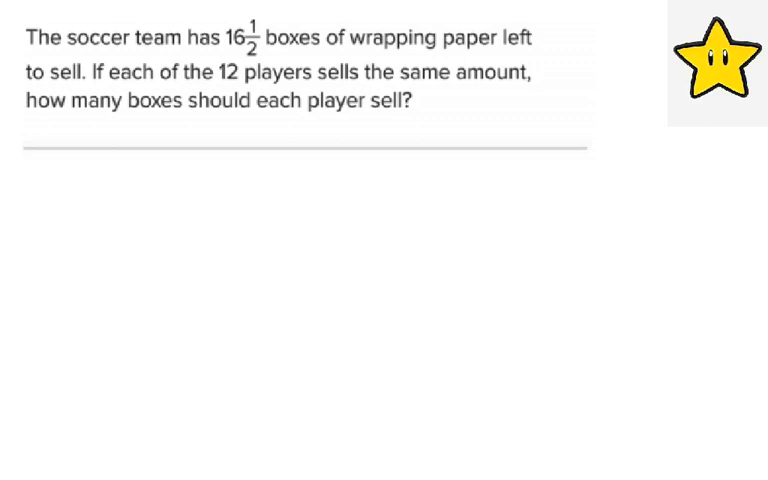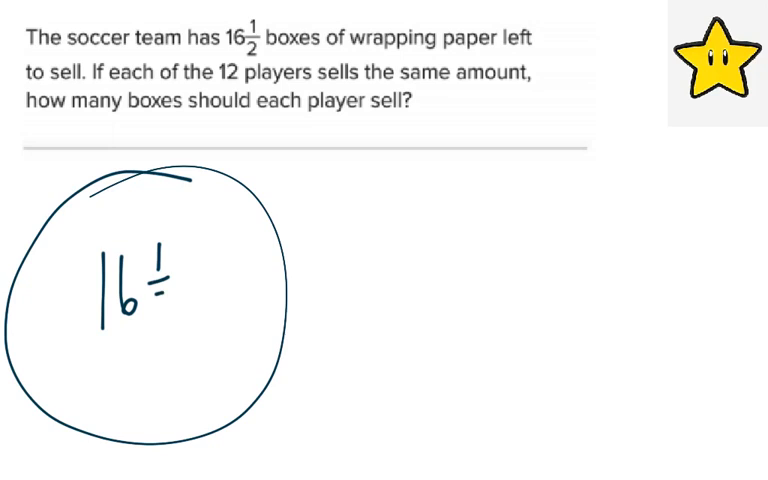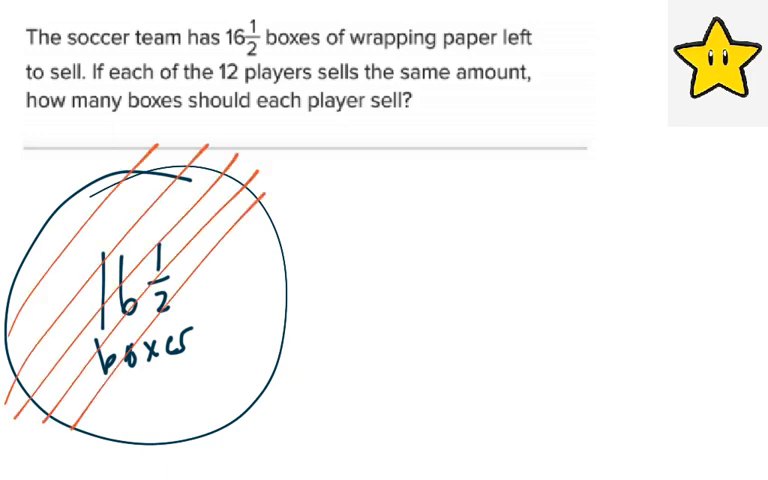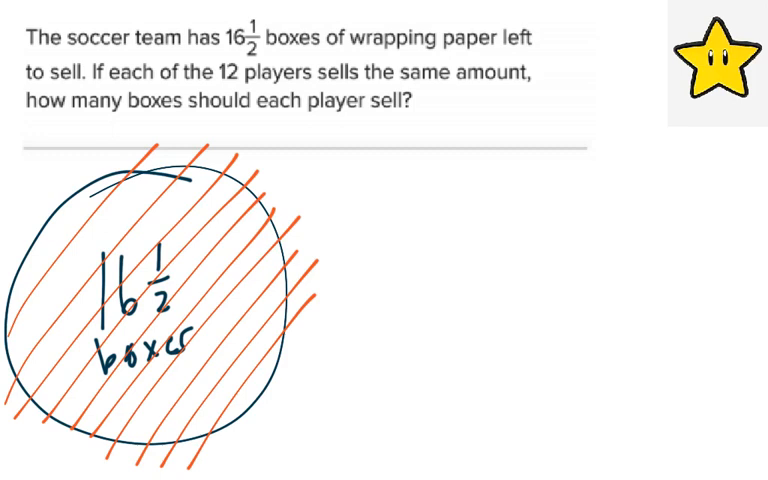All right, so a soccer team has 16 1/2 boxes of wrapping paper left to sell. If each of the 12 players sells the same amount, how many boxes should each player sell? So again, we have a scenario where we have 16 1/2 boxes. Let's pretend that they're all in a bag. I have 16 1/2 boxes in this bag, and there's 12 players. So 12 players are going to take equal parts of all the boxes that are left over. That signifies what every player is going to take.